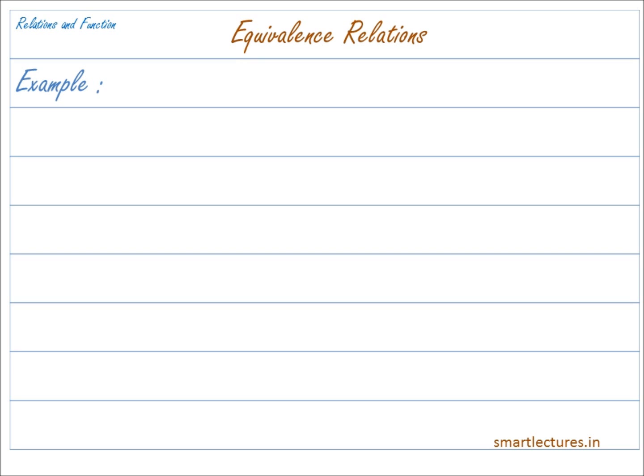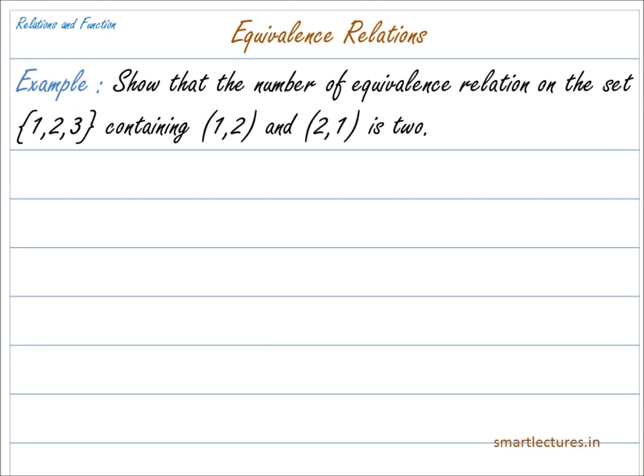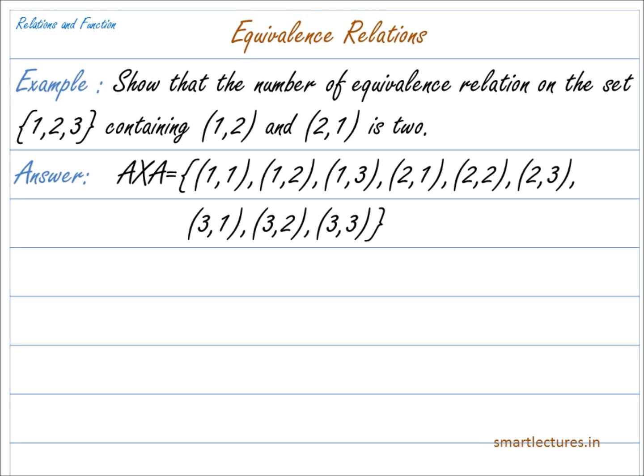Now let's solve one more question. Show that the number of equivalence relations on the set {1, 2, 3} containing (1, 2) and (2, 1) is 2. Now to solve this question, first of all, we'll find the Cartesian product of A and A, that is A cross A. Here A cross A is equal to (1,1), (1,2), (1,3), (2,1), (2,2), (2,3), (3,1), (3,2) and (3,3).